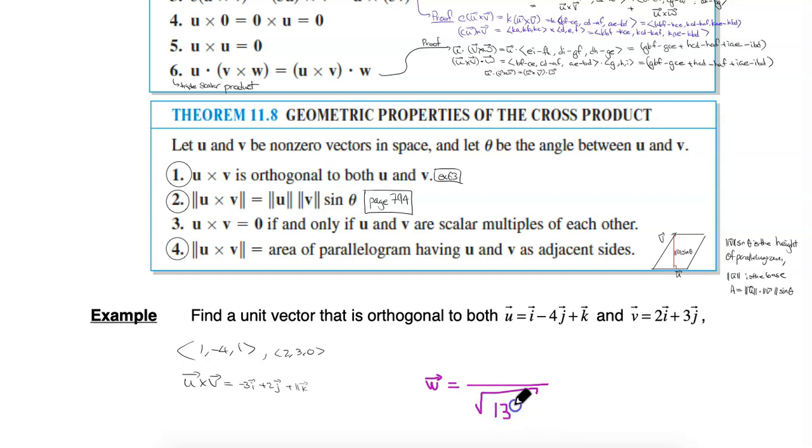So we have probably forgotten that here. To finish the exercise, the correct answer is the vector -3, 2, 11 over root 134. And that gives us a unit vector, which is also perpendicular to u and v.